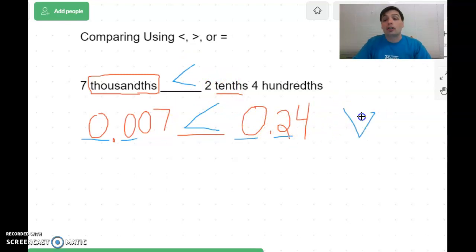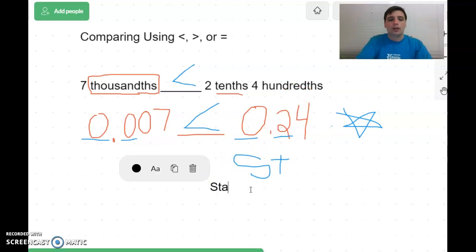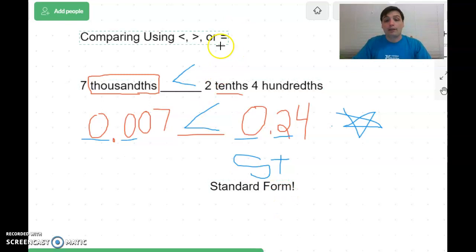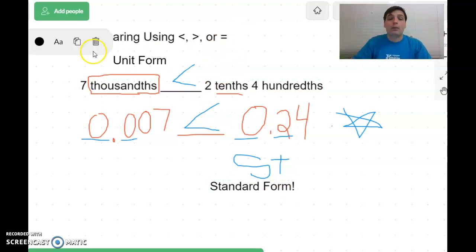I highly encourage you to think about these numbers. Put these in standard form. Remember, we call this standard. I'm going to type it. I don't want to draw it. Standard form. Okay? We have unit form, like that, and we have standard form. So take this from unit form and turn it into standard form.